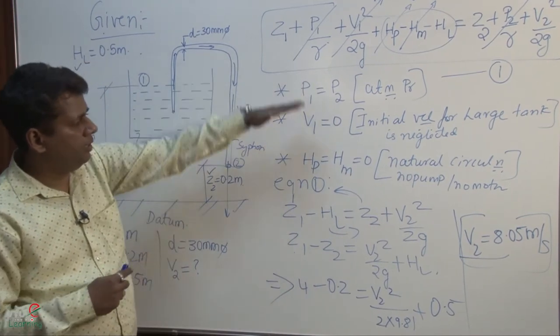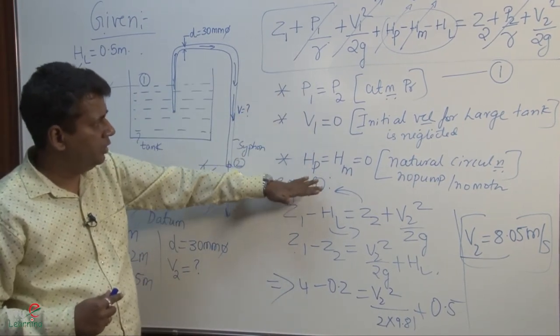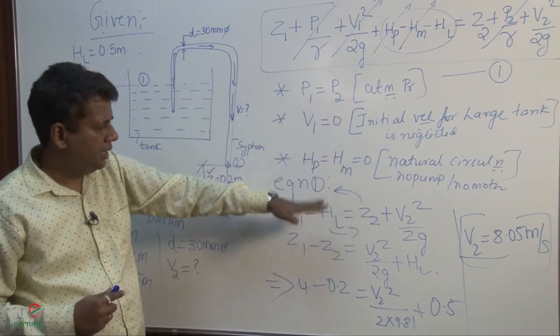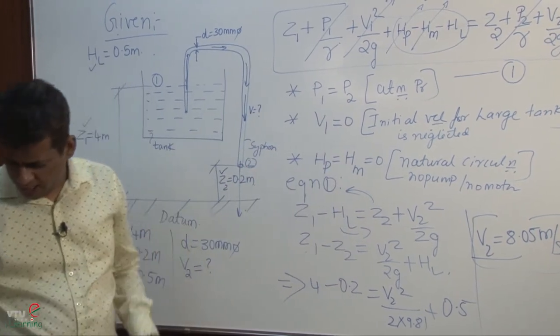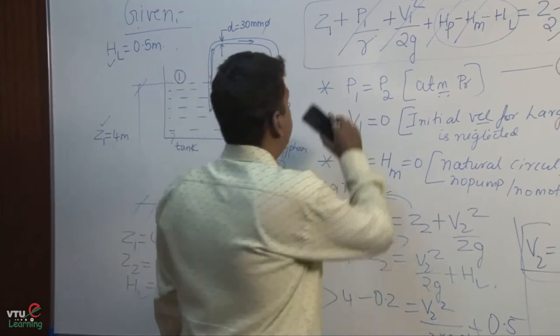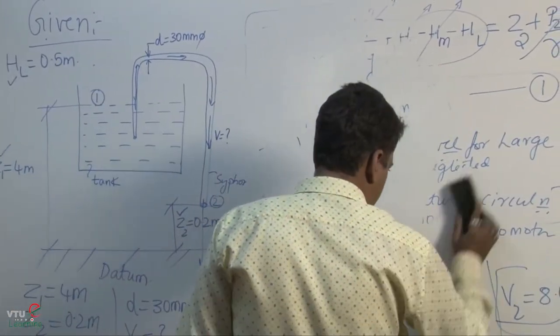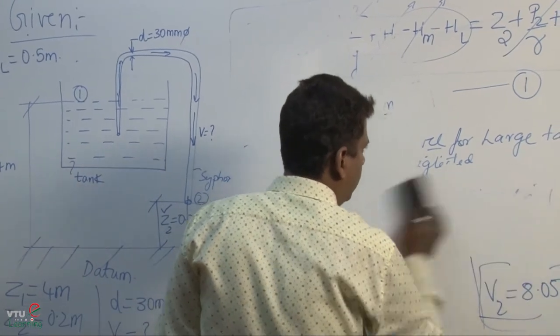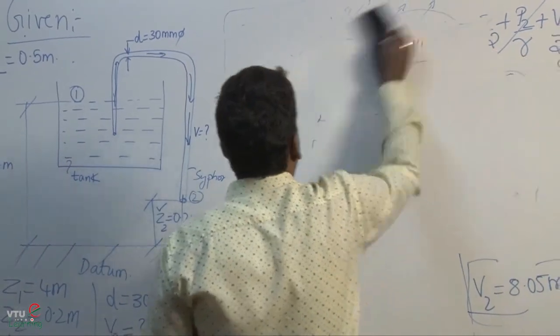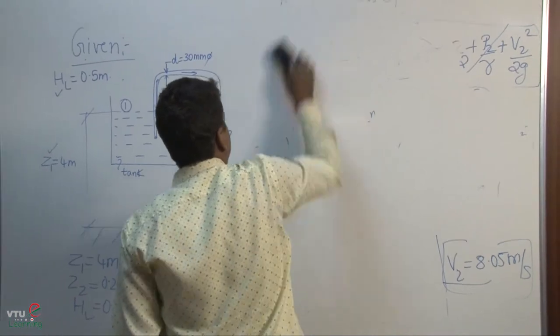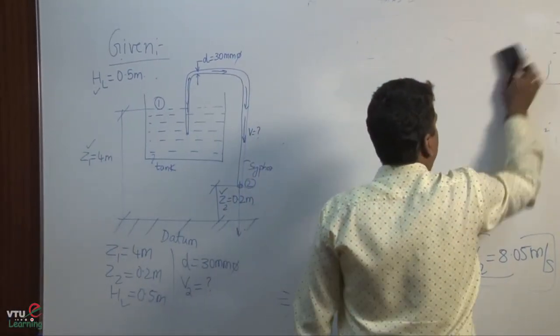This is how we apply Bernoulli's equation. We simplify that equation based on certain assumptions, and we get the answer, right? So let us move on, and from V2 let us find out the next important unknown.